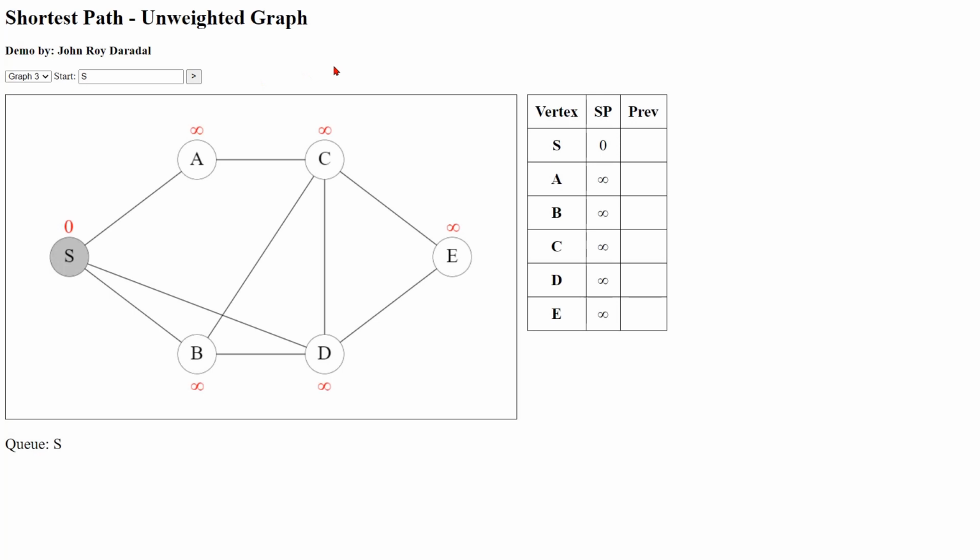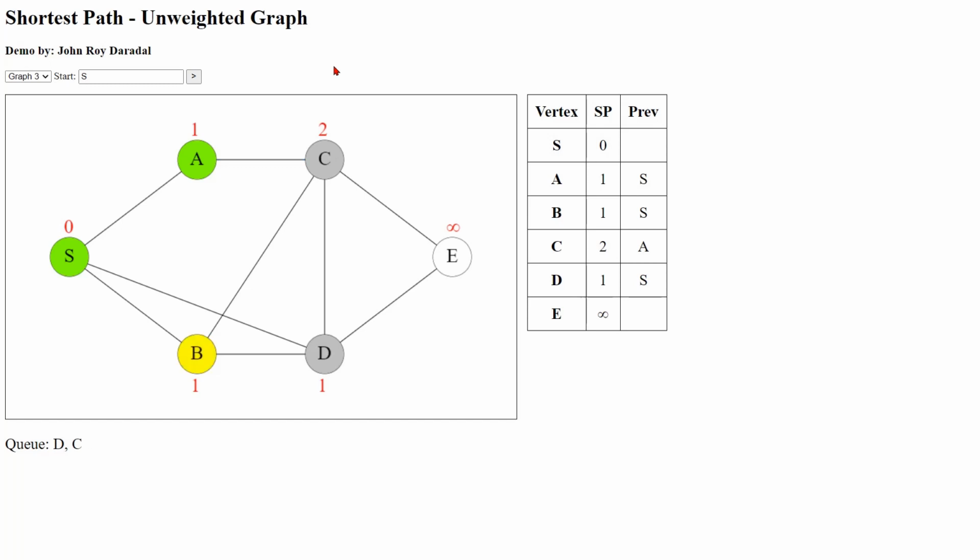Okay, so if we start at S, for BFS, it will discover 3 nodes in the next layer. That would be A, B, and D. So they will all be updated to a shortest path length of 1. Right? After that, A will discover neighbor C, so it will be updated to 2.